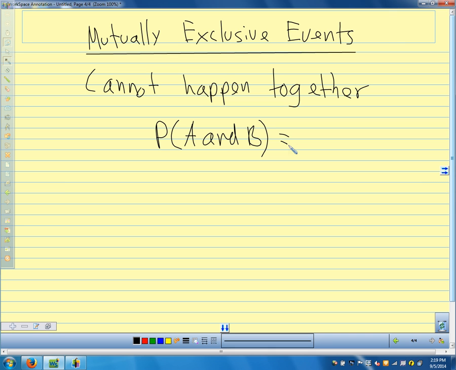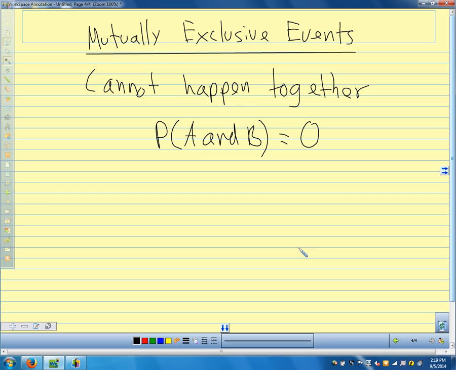If you pull one, you can't pull an A and a B. Right, so those are mutually exclusive. So what would be the probability? Impossible, and we write that as a 0. So the probability of mutually exclusive events is 0. I like these problems. You like these? Where it's just 0? All right.